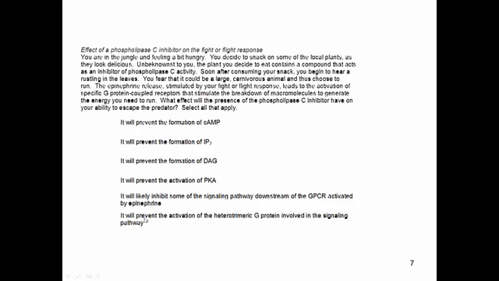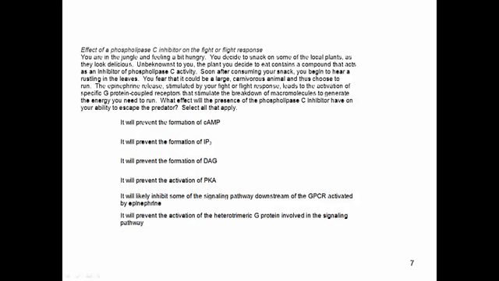Will it prevent the activation of the heterotrimeric G protein involved in the signaling pathway? No, because this is beforehand. This is where the alpha, beta, and gamma bind with GTP and then become activated. So this is before phospholipase C, so no, it will not be affected. Again, phospholipase C cleaves PIP2 to DAG and IP3, so these two will be affected. IP3 can then diffuse through the cytoplasm to activate the channel receptors, which leads to release of calcium. But that is not going to happen because you have the phospholipase C inhibitor.